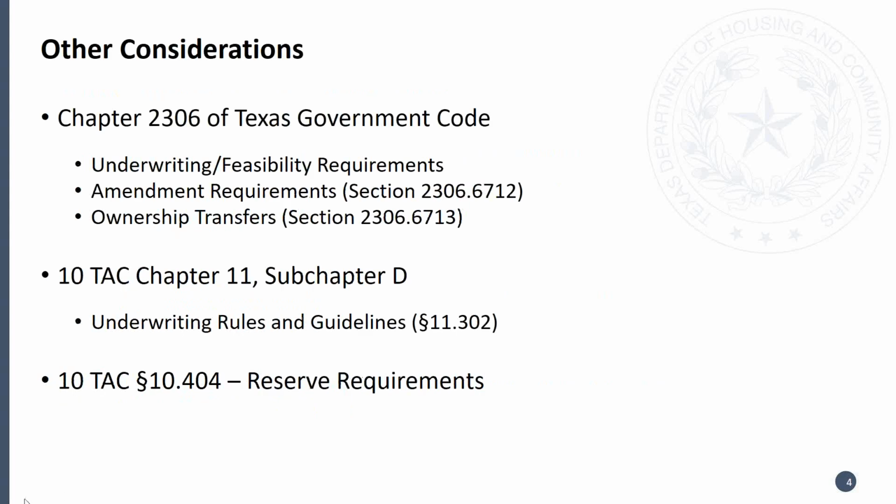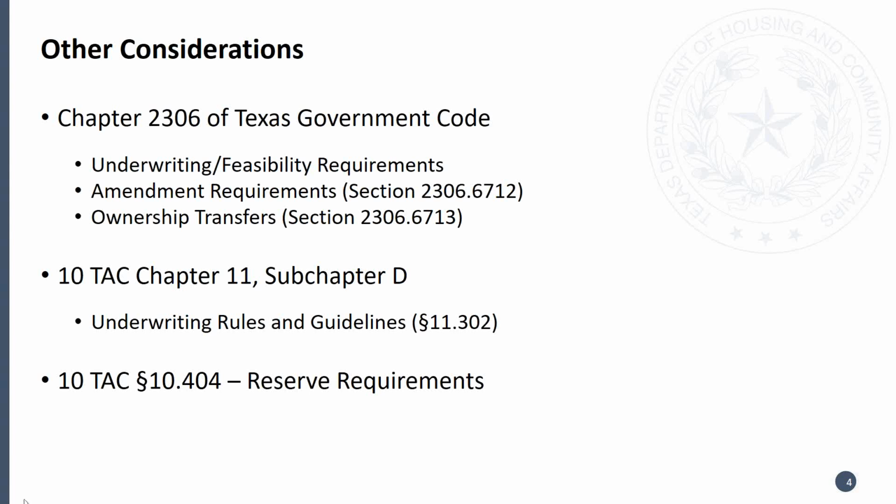Other considerations as to what goes into a cost certification are Chapter 2306 of the Texas Government Code, which is the statute that governs us; TAC Chapter 11, Subchapter D, the underwriting rules and guidelines; and TAC 10.404, which deals with the reserve requirements for asset management. On Chapter 2306, there are underwriting and feasibility requirements that have to be considered.